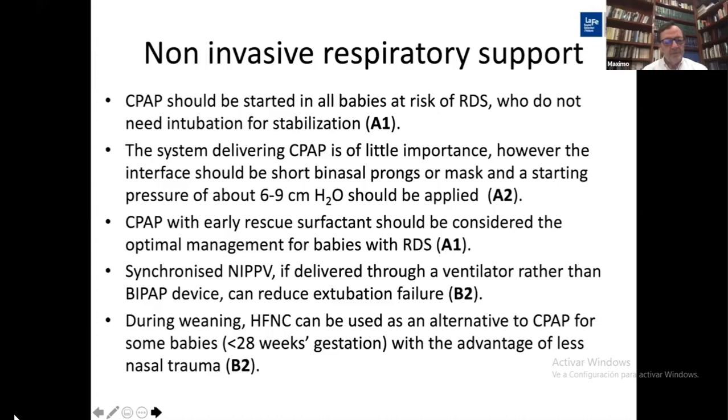CPAP with early rescue surfactant should be considered the optimal management for babies with RDS. Synchronized nasal intermittent positive pressure ventilation, if delivered through a ventilator rather than a BiPAP device, can reduce extubation failure. And during weaning, high flow nasal cannula can be used as an alternative to CPAP for babies, especially those of more than 28 weeks gestation, with the advantage of less nasal trauma.